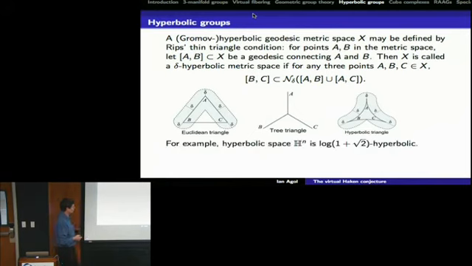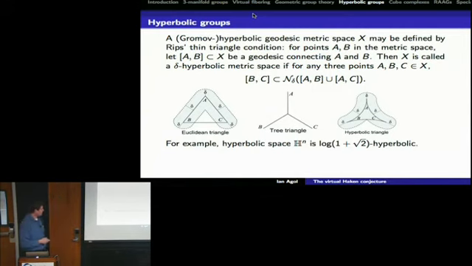So for example, hyperbolic space Hn, or H2 if you like, is log of 1 plus root 2 hyperbolic. And that implies by this sort of correspondence that the Cayley graph for the fundamental group of a compact hyperbolic manifold is going to be delta hyperbolic for some delta. Remember that we only coarsely approximate the hyperbolic plane by the Cayley graph of the surface, and so the bound delta could change.